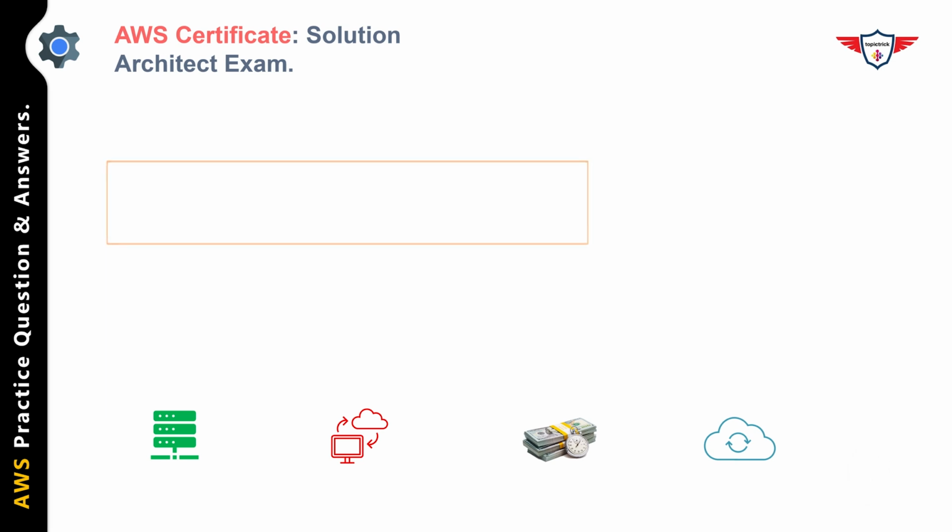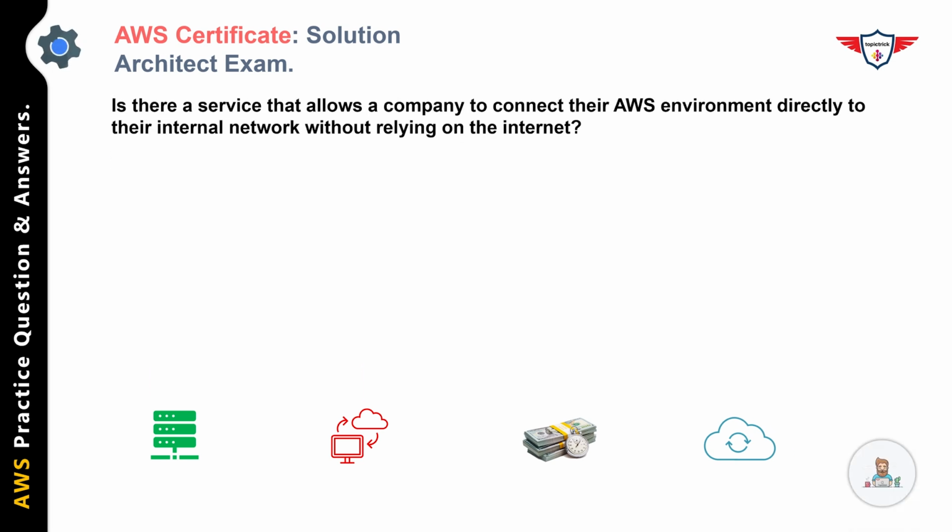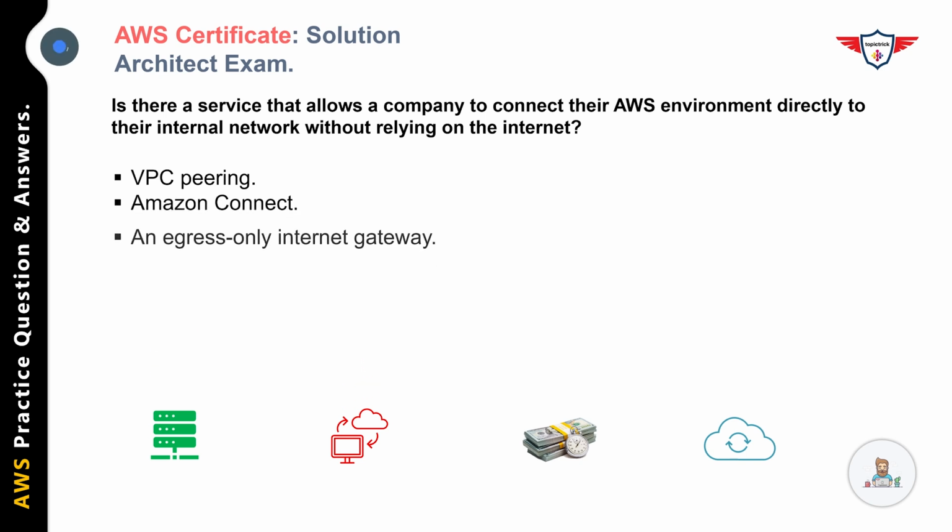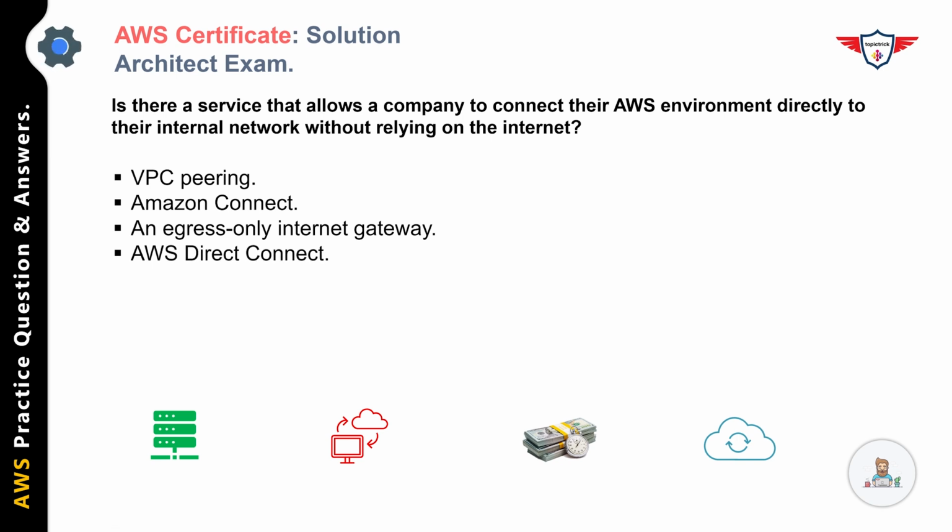Is there a service that allows a company to connect their AWS environment directly to their internal network without relying on the internet? And your options are VPC peering, Amazon Connect, an egress only internet gateway, AWS Direct Connect. And the correct answer is AWS Direct Connect. It provides direct and private access from on-premises to the AWS cloud.